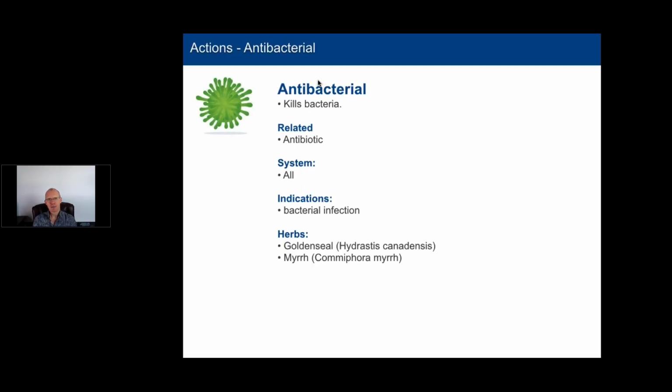So the next action is an antibacterial. It's pretty self-explanatory. This would be something that kills bacteria specifically. I would say it's probably the same as calling something an antibiotic, but usually antibiotics are referred to pharmaceutical drugs rather than herbs. So antibacterial herbs, as I mentioned before, two of my favorite ones are golden seal and myrrh, but many herbs act as antibacterials.